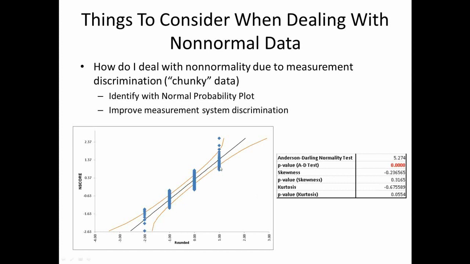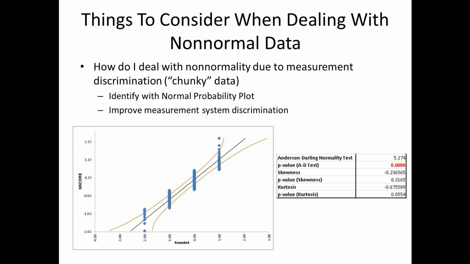What I did was take a normal distribution and then use rounding to come up with distinct values. While it actually follows a normal distribution, you can see the Anderson-Darling test says that this is not normally distributed. But what's interesting is that in terms of skewness and kurtosis, we fail to reject. So in other words, we don't have a problem with skewness and we don't have a problem with kurtosis, yet the data is still not normal. And really the only solution to this is to try to improve the measurement system.